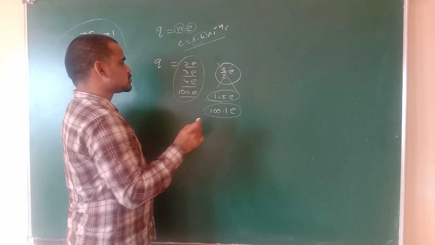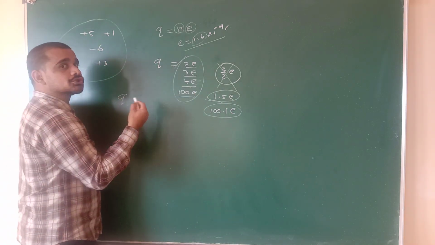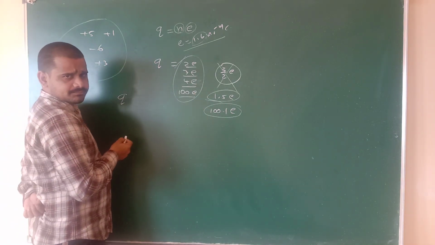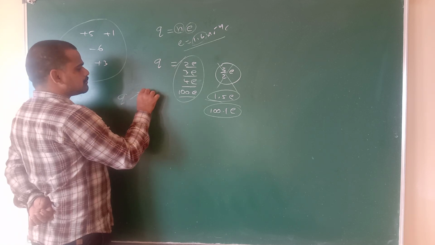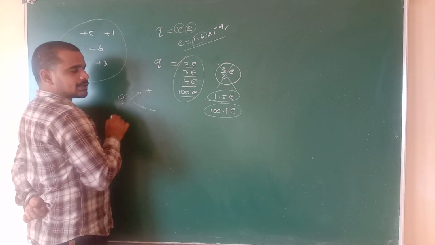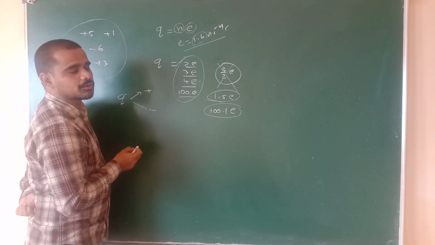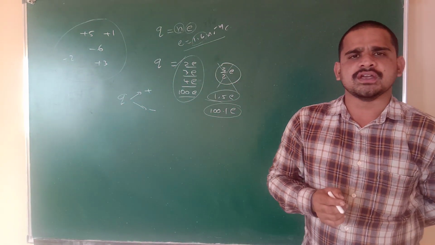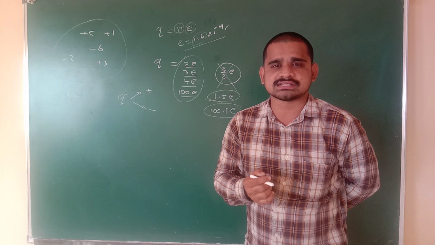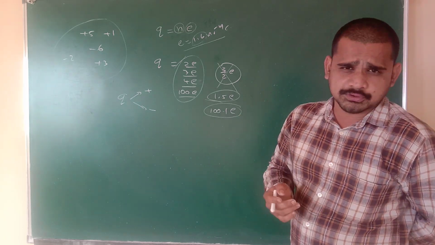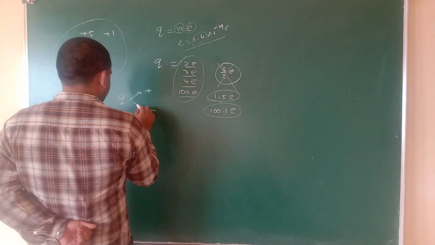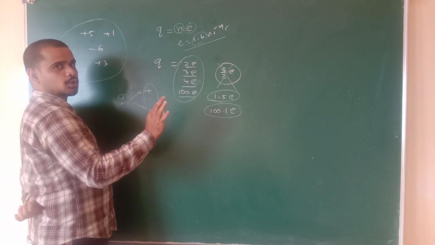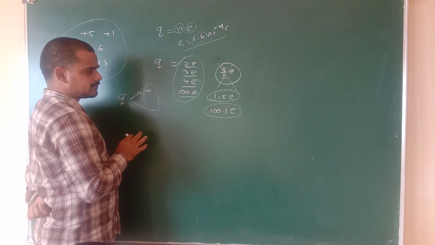So the charge of any body may be positive or negative. It depends on the polarity. Charge may be positive or negative. If the body has more electrons, then it is a negative charge. If the body has fewer electrons and more protons, then it is a positive charge. So the charge of any body may be positive or negative, it is the polarity.